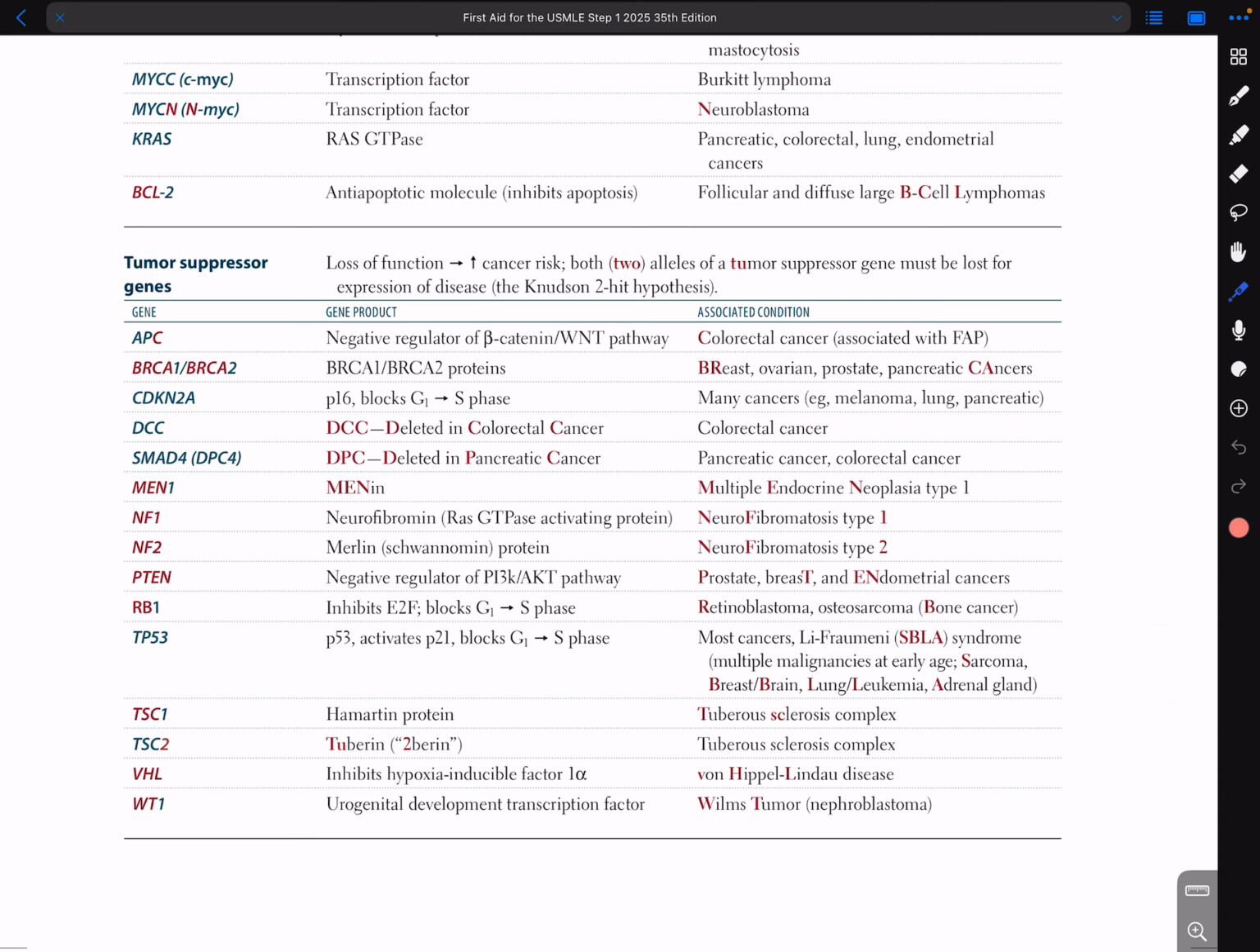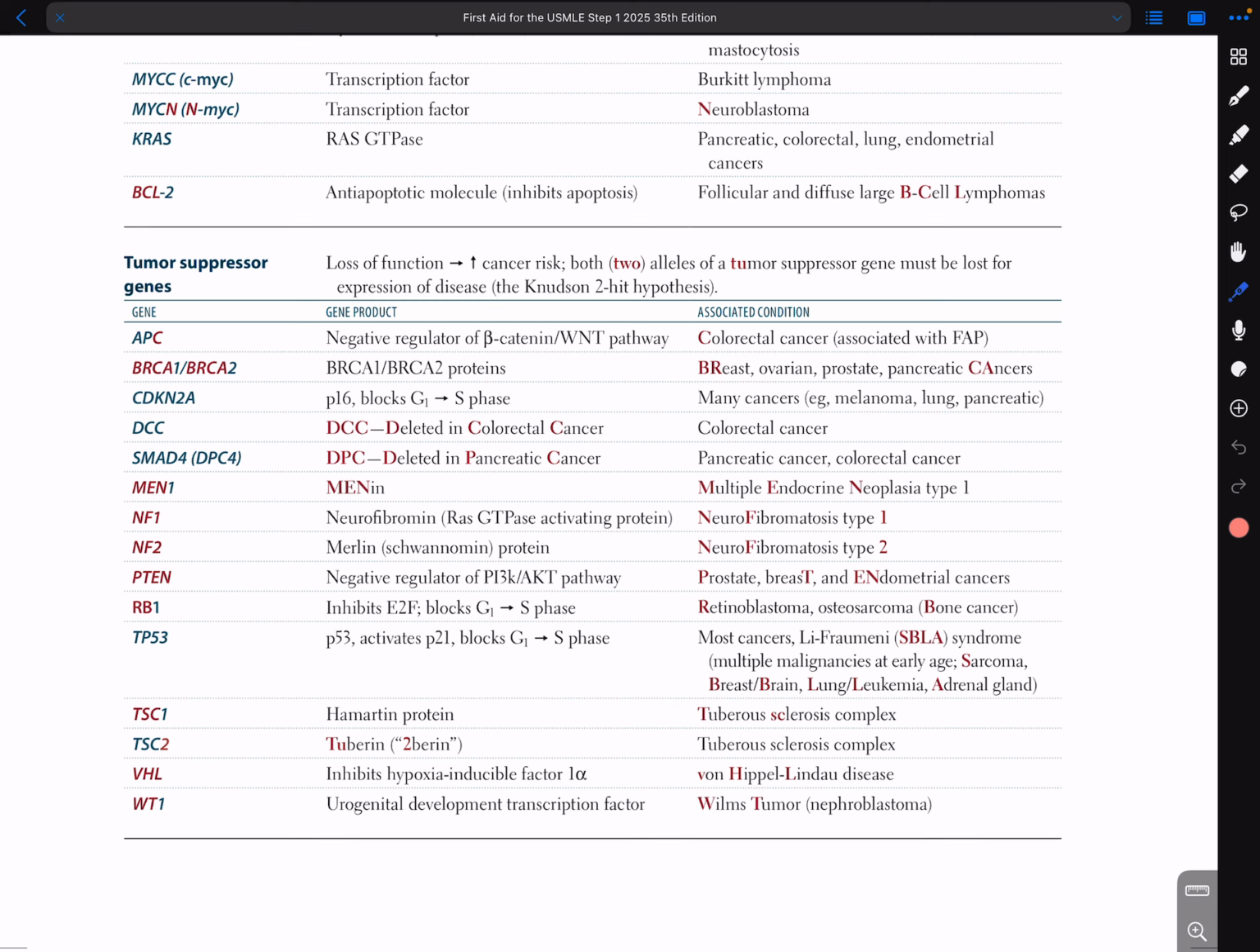What is the cancer associated with tumor suppressor gene RB1? Retinoblastoma, and osteosarcoma, which is a bone cancer. The gene product inhibits E2F and blocks the G1 to S phase transition. RB1: retinoblastoma, osteosarcoma, inhibits E2F, blocks G1 to S phase conversion.